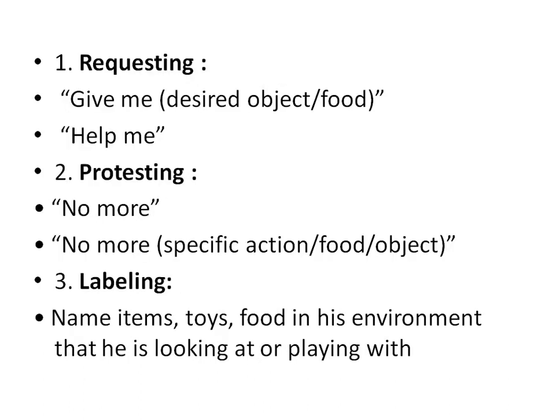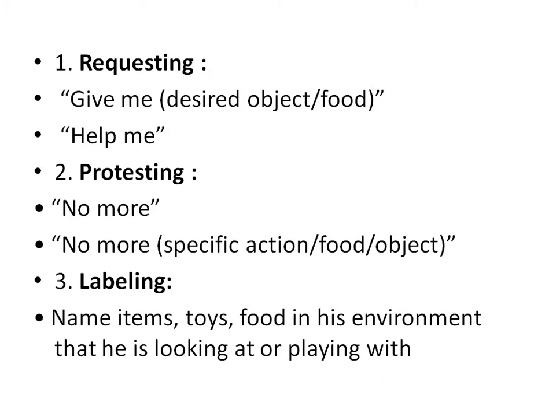When requesting, when you actually request a desired object or food, like "give me" or "help me": when you say "give me," that is playing a function, that you need something, you are requesting something, and with "help me" you are requesting help. And when you are protesting, when you do not want another action to be done, you simply say "no more." This is a fixed phrase, a functional phrase.